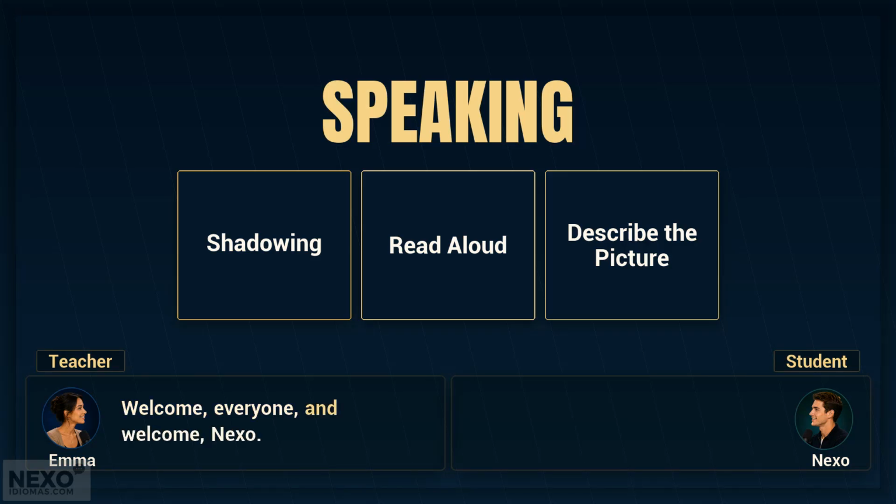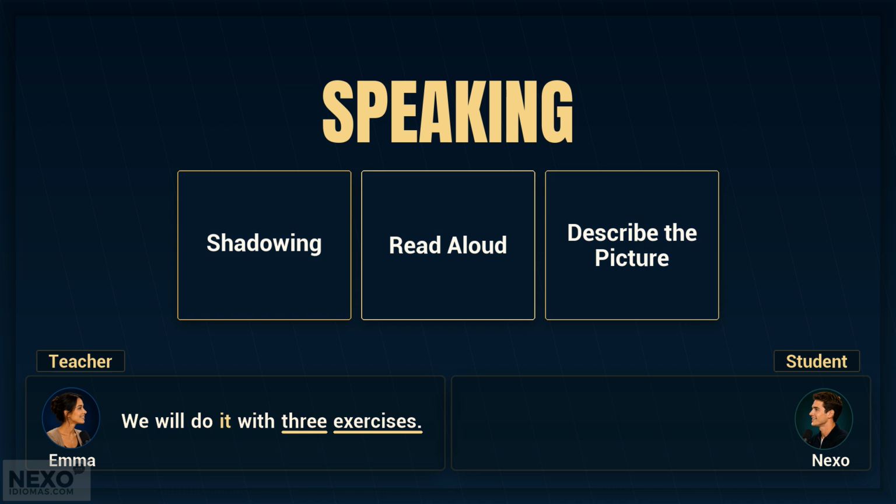Welcome, everyone, and welcome, Nexo. This is a speaking class to practice oral expression. Today, we will practice what you learned before: numbers 0 to 10, and the verb to be, with I, you, he, she, and it. We will do it with 3 exercises.